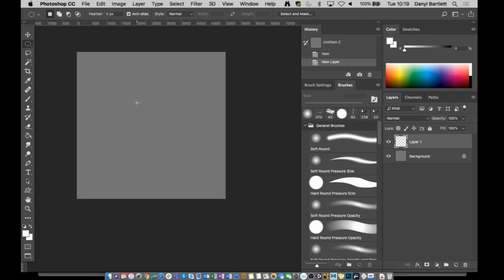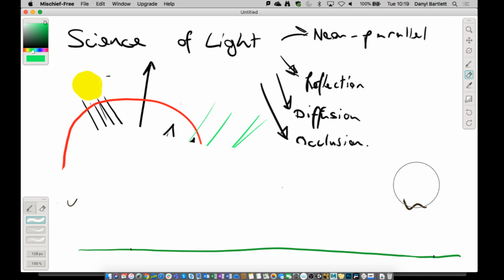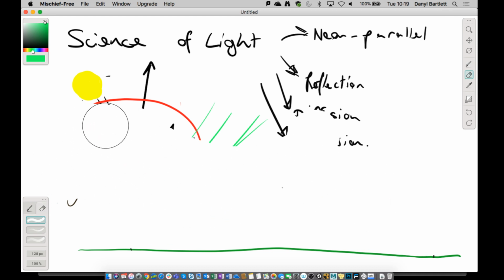Okay, so I want you to have something like that. So we've got that open. Let's just do a quick discussion of what we mean by occlusion.